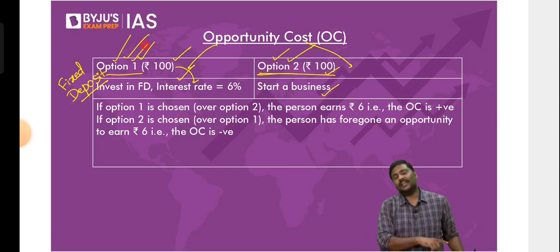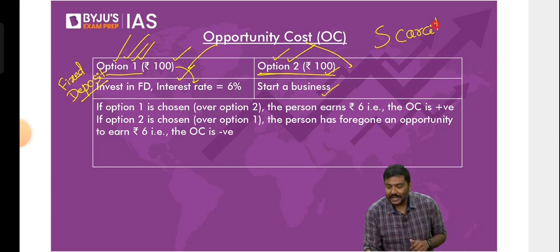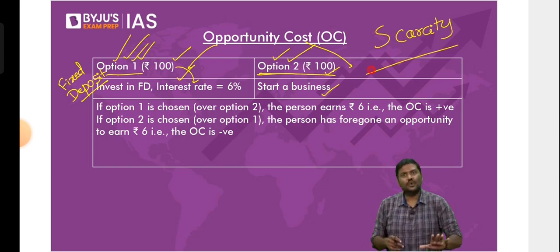Some of you will go with option 2 and ignore option 1. Because understand this, don't ask me, sir, why can't I choose both? That is not possible. Why? The concept of economics stands on the idea of scarcity. You have only 100 rupees, and you have to make one choice. You'll have to sacrifice the other choice.